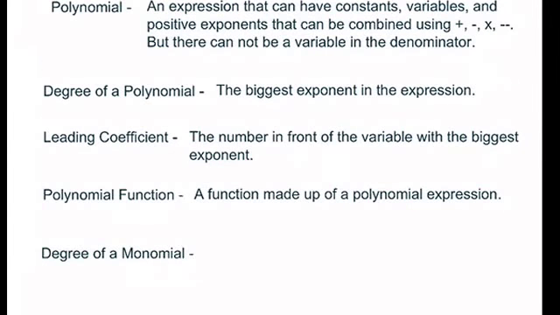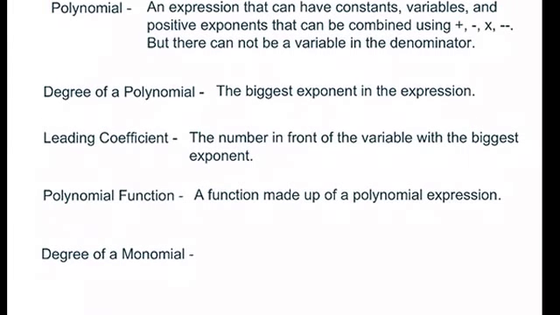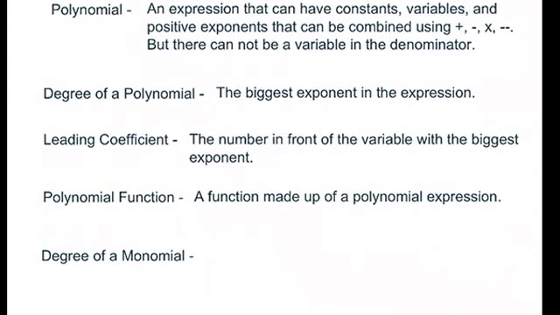A polynomial function is just a function that is made up of a polynomial expression. Now, just a refresher, a function passes the vertical line test when we graph it. We know that the x's do not repeat in the ordered pairs. So a function is still what we know as a function, but a polynomial function, the equation actually has a polynomial expression in it.